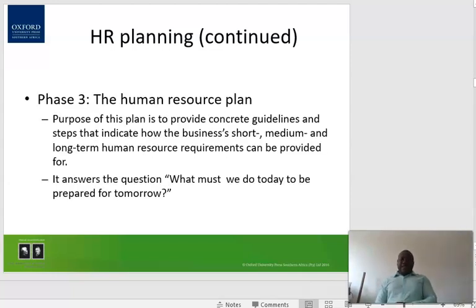Then phase 3, this is the human resource plan. The purpose of this plan is to provide concrete guidelines and steps that indicate how business short-term, medium-term, and long-term human resource requirements can be provided for. So basically, this answers the question, what must we do today to be prepared for tomorrow? What should we do today to prepare for tomorrow?